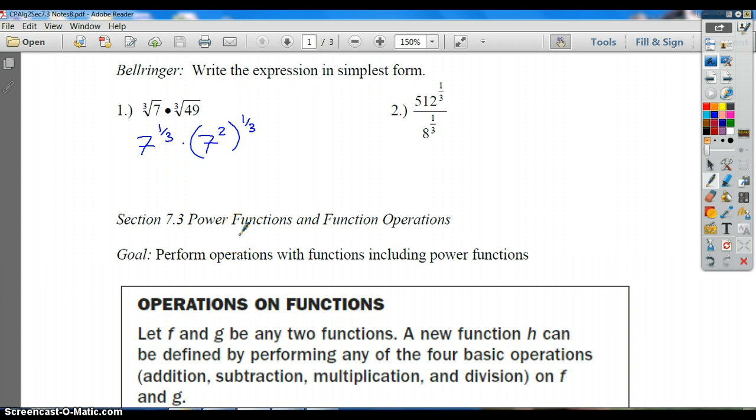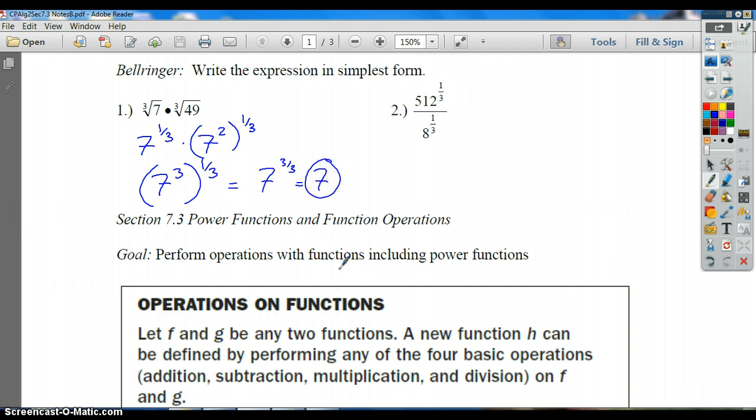So you're looking at 7 to the 1/3 times 7 squared to the 1/3. 7 squared is 49. I can now add across my exponents. This would be 7 to the third power, all raised to the 1/3. This would be 7 to the 3/3, which is just 7.